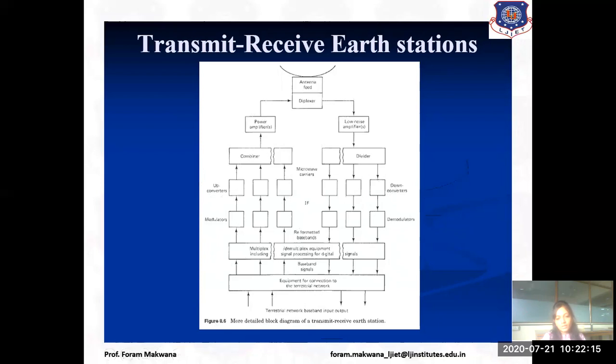What do we mean by terrestrial network? Terrestrial network means a ground-based network. So these are the terrestrial network baseband inputs and outputs. These are the inputs which are coming over here. They are multiplexed with the help of the multiplexer. Then the signal is modulated to transmit it to a longer distance. Again, the frequency is up converted, or increased, with the help of the up converter, and the different channels are selected and combined with the help of the combiner.